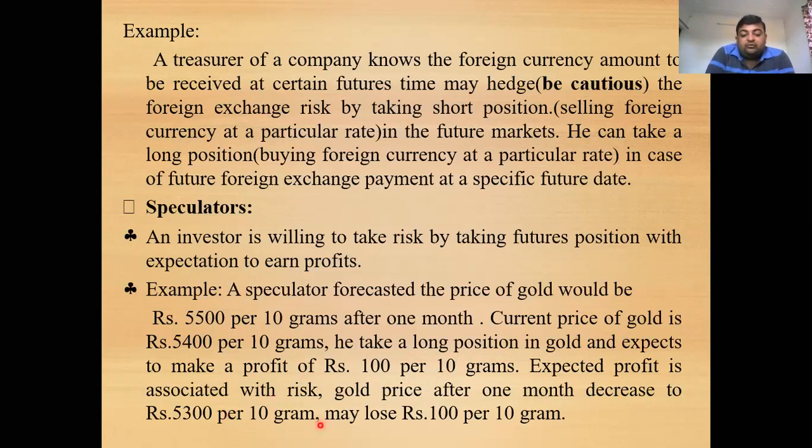What happened? The price of gold after 1 month decreased to 5300 rupees per 10 grams. So he may lose rupees 100 per 10 grams because he bought in the spot market at the rate of 5400. So he is getting a loss. And if he fulfills the contract in the future market at the rate of 5500, there may be a loss of rupees 200 per 10 grams. So this is how speculation is done in the futures market.